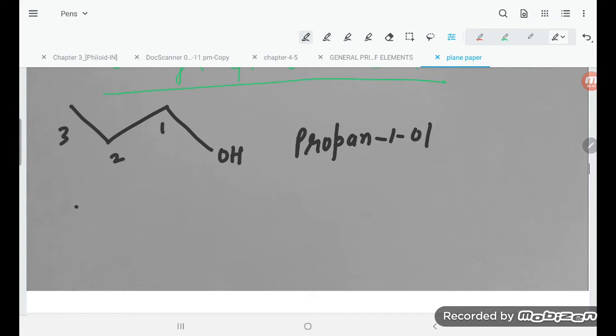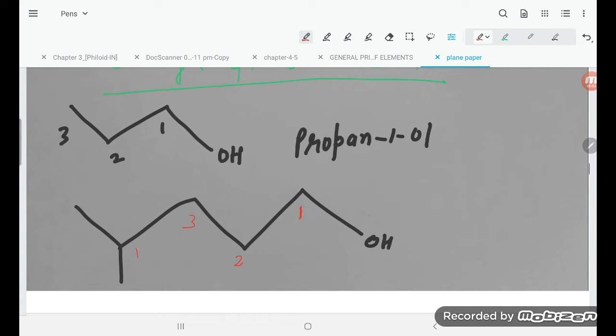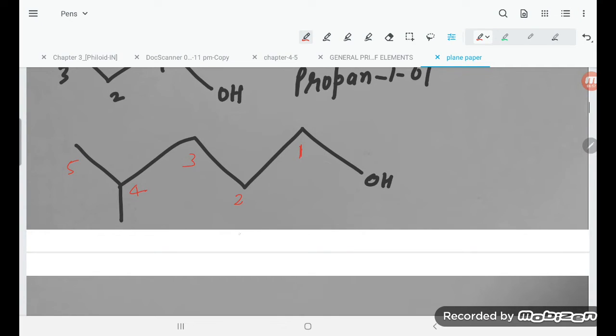Okay, let's see one more, student. Here is how we are writing. Here is the OH group and here is the methyl group. How can you do the numbering, student? Here is 1. This is 1, 2, 3, 4 and 5. How can you write the name, student? That is 4 methyl. This is going to be what, student? 4 methyl pent, in, 1 all. 4 methyl pentanol. This is the answer.